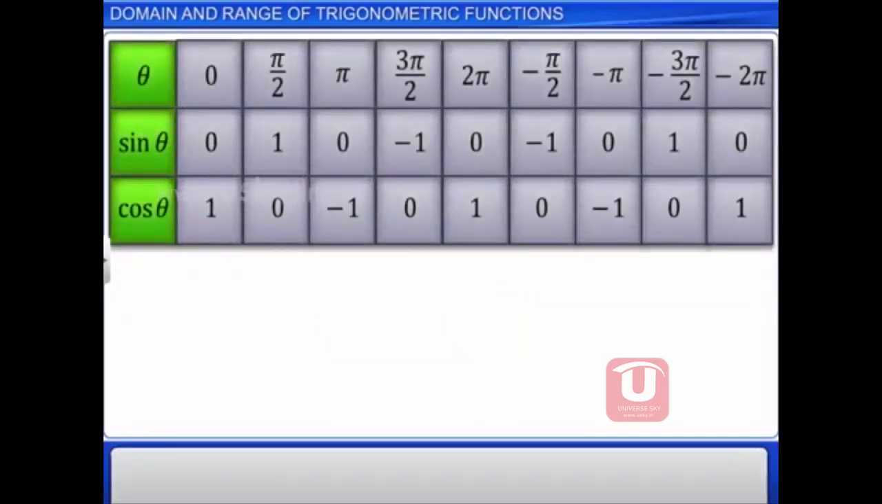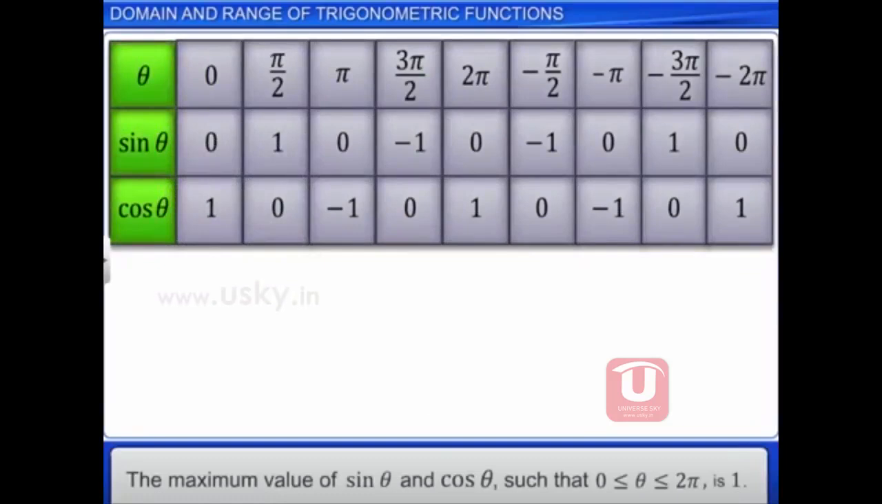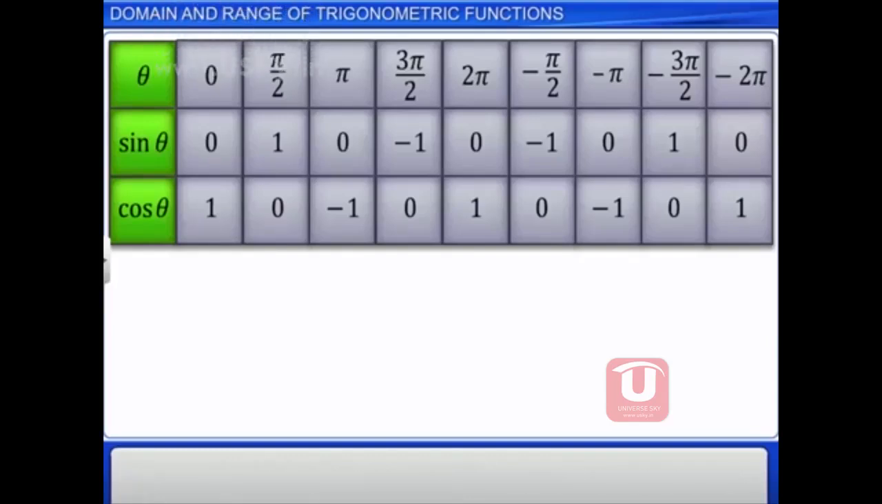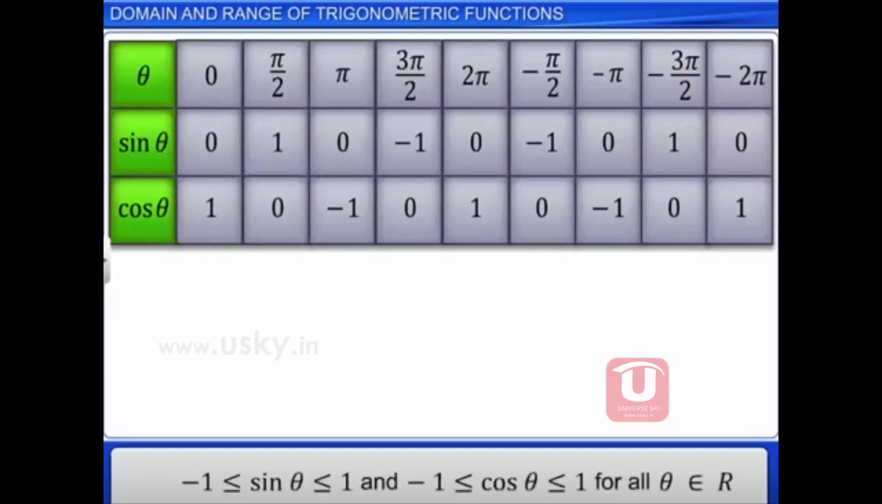Take a look at the table. The maximum value of sin theta and cos theta from 0 to 2 pi is 1. And the minimum value of sin theta and cos theta from 0 to 2 pi is minus 1. And if we increase or decrease the value of theta by an integral multiple of 2 pi, then the values of sin theta and cos theta do not change. This implies that the values of sin theta and cos theta lie between minus 1 and 1 for all theta belonging to R.